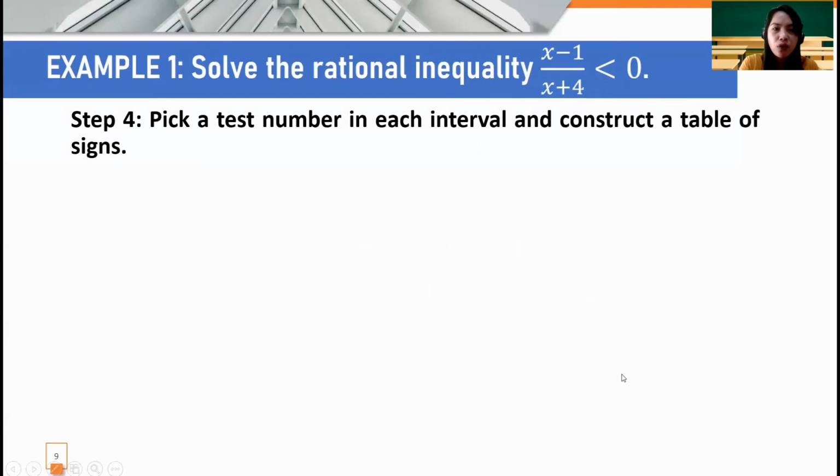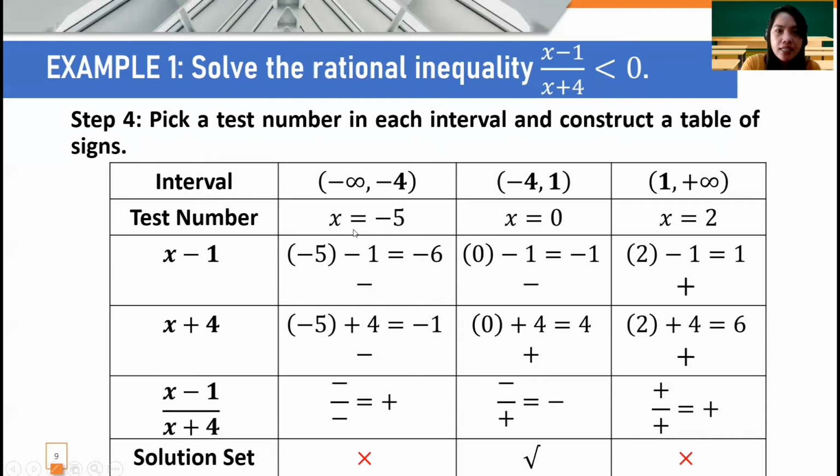Step number 4. Pick a test number in each interval and construct a table of signs. So, lagi nating tatandaan sa table of signs, ilalagay na natin yung interval na nakuha natin sa step number 3. Nandito yun sa first row. We have here from negative infinity to negative 4, we have parenthesis here. From negative 4 to positive 1, parenthesis, and from 1 to positive infinity.